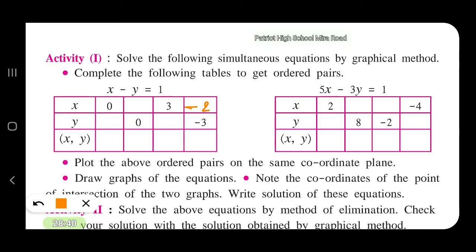So these are your ordered pairs. The first ordered pair we had was 0, minus 1. The second ordered pair was 1, 0. The third ordered pair was 3, 2. And the fourth ordered pair was minus 2, minus 3.